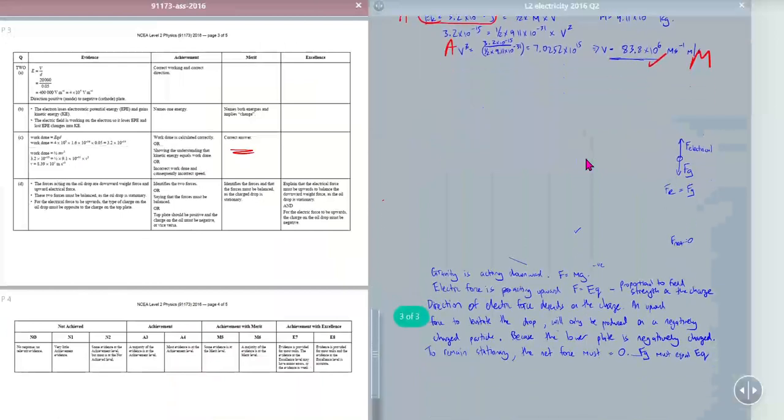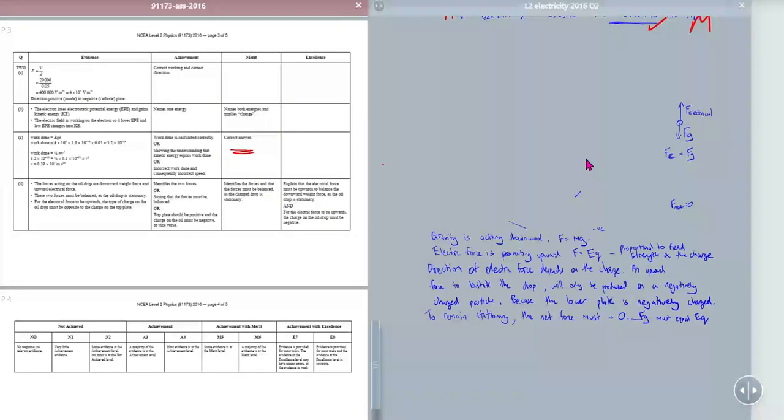So this is my answer for Millikan's experiment. In any case, let's have a look at it. We can still mark it. The important stuff here is the forces acting on the drop: downward weight force and upward electrical force. These two forces must be balanced so that the oil drop is stationary. For the electrical force to be upward, the type of charge on the oil drop must be opposite to the charge on the top plate. It's interesting because it actually told you what the charge on the plates was, so that implies that it is a negative charge.